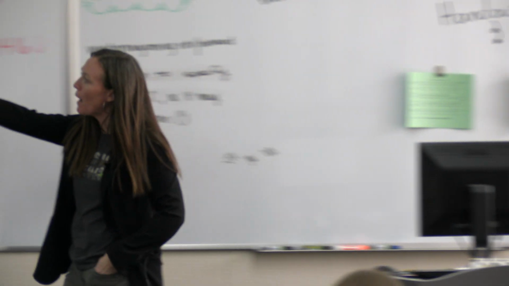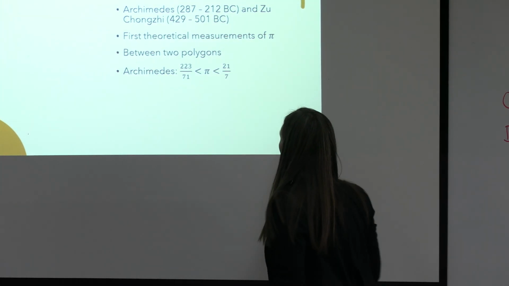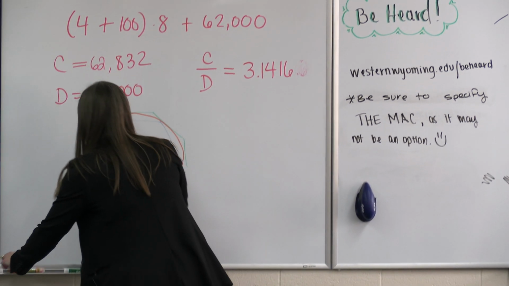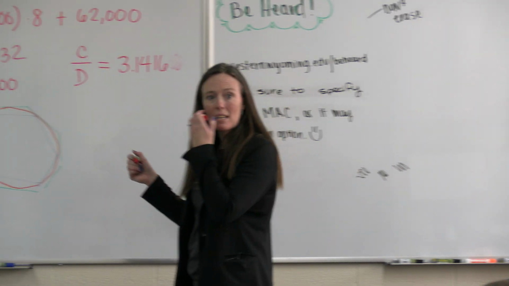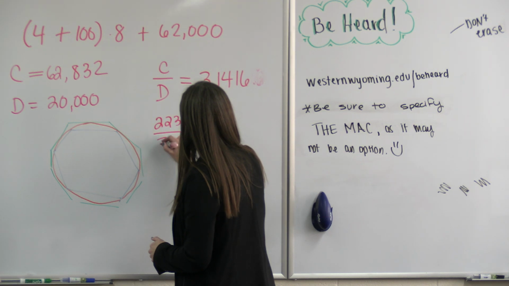So that was the Archimedes method, and Archimedes estimated pi to be between 223 divided by 71 and 22 divided by 7. So will someone please take 223 and divide it by 71 and give me the decimal approximation for that? And let's see how close Archimedes was.